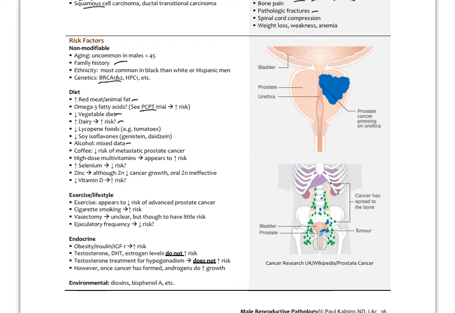Alcohol has mixed data. Coffee tends to decrease the risk of metastatic prostate cancer in males. This is one of the things where we used to demonize coffee for having all sorts of negative health outcomes, but now we find that coffee actually has all sorts of benefits, and that's probably because of all the polyphenols in coffee. So we're finding that it actually protects the cardiovascular system, protects the heart, protects the prostate and spread of prostate cancer and so forth.